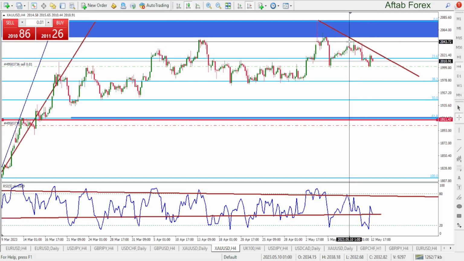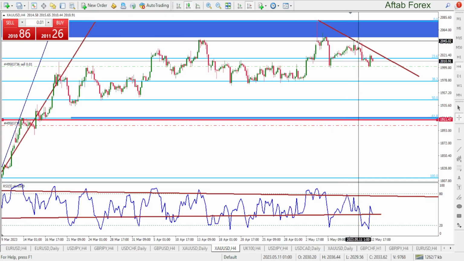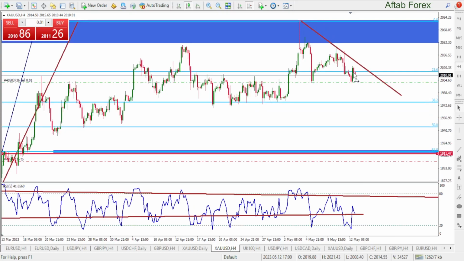Last week, at 2044, I recommended a sell. See how beautiful a trade setup it was.